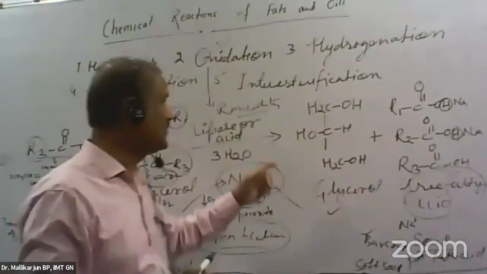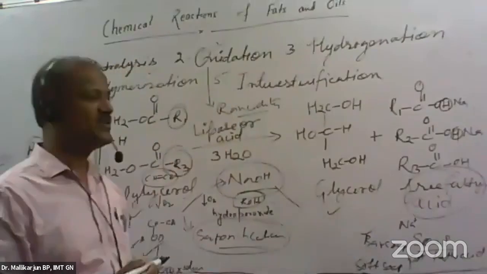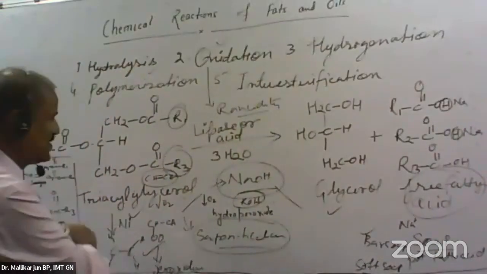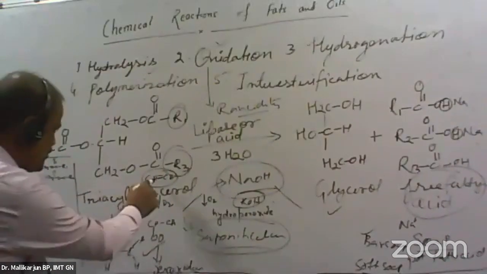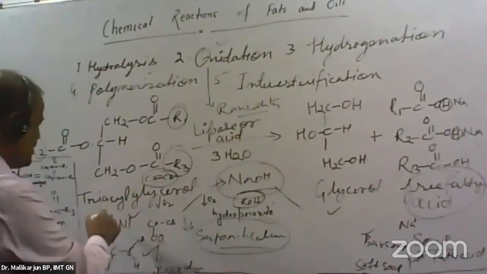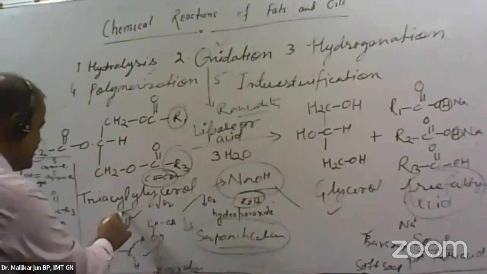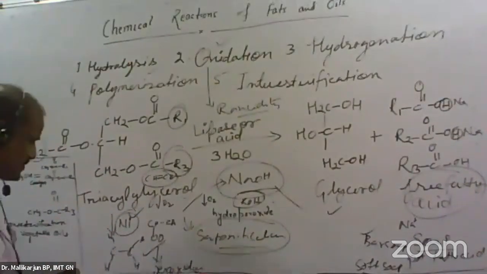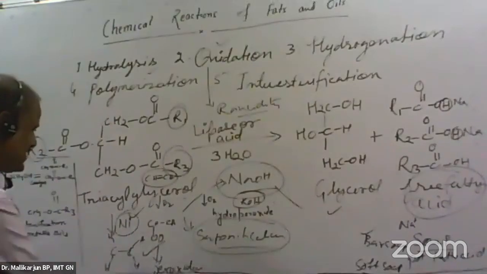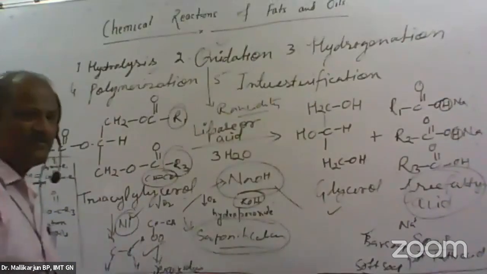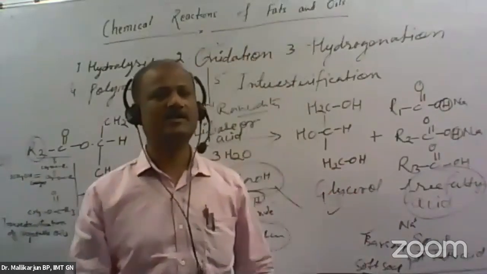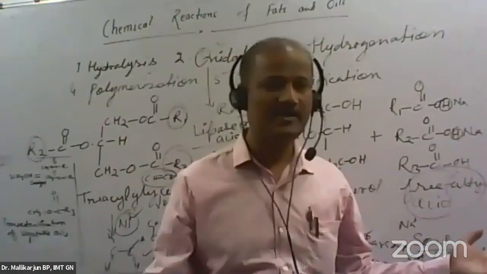So to avoid that, we are carrying out this hydrogenation reaction. And I said that these double bonds are responsible for oxidation. So what we are doing with these unsaturated fatty acids is carrying out hydrogenation with hydrogen gas in the presence of a nickel catalyst, and we are converting them into saturated fat. And this saturated oil and fat we can store for a longer duration.